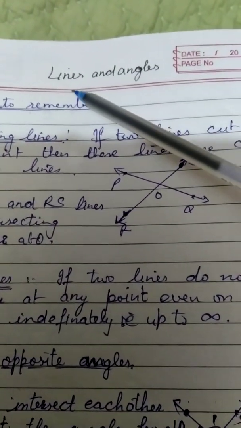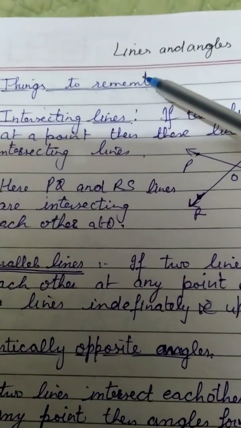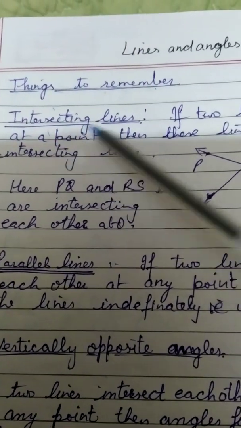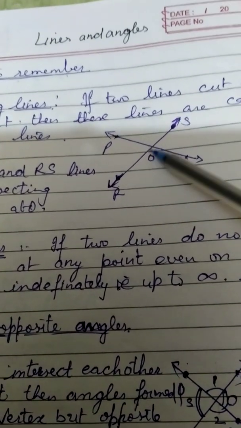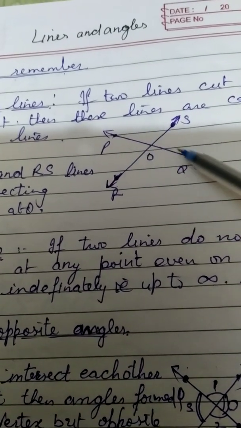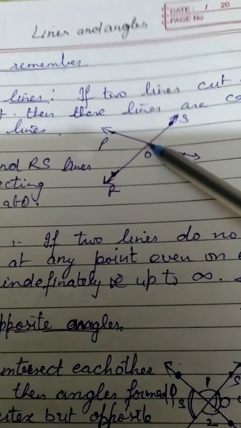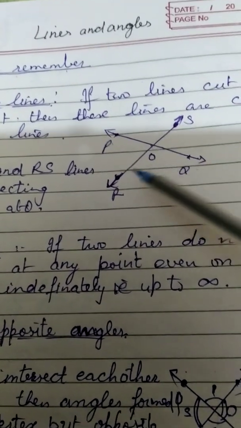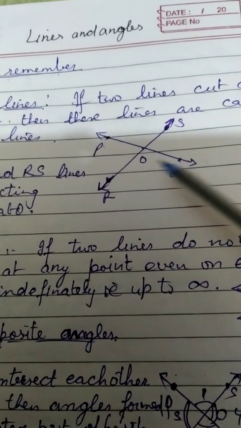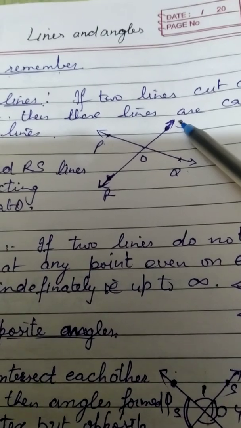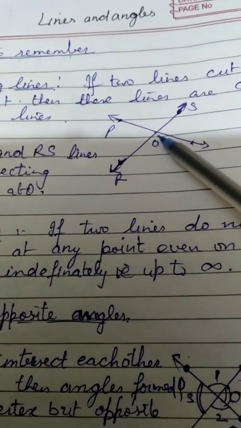We are continuing the chapter Lines and Angles. Things to remember in this chapter: first is intersecting lines. If two lines cut each other at a point, then we say that these lines are intersecting each other at a common point. See here, PQ and RS are intersecting at point O. Then we say that PQ and RS are the intersecting lines, and they are intersecting at point O.